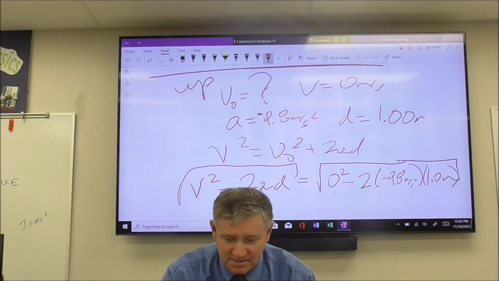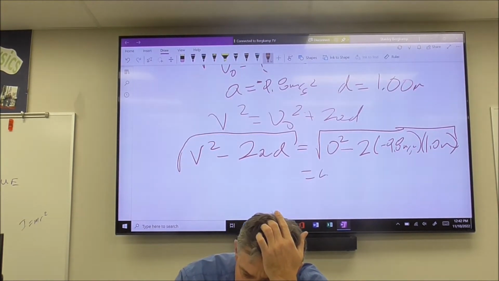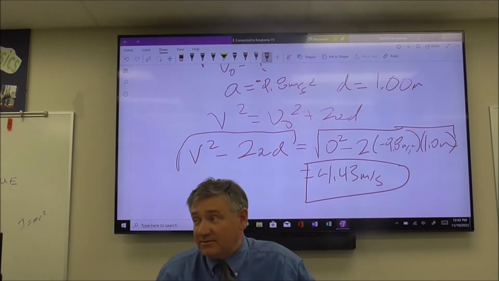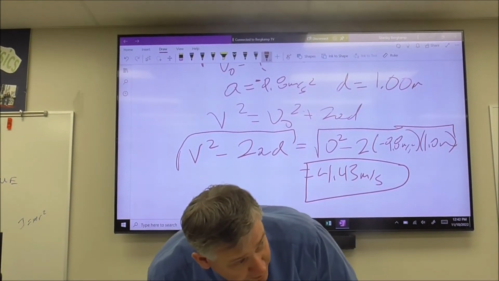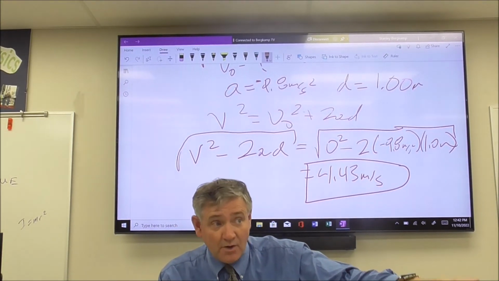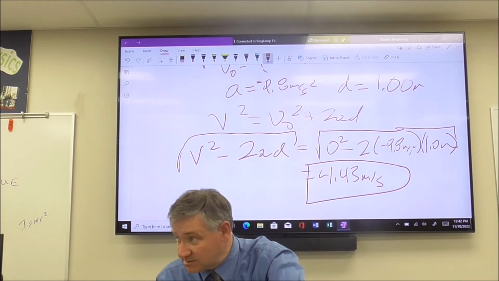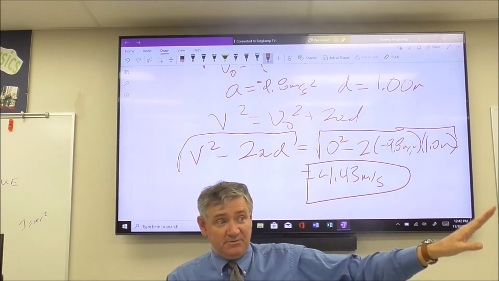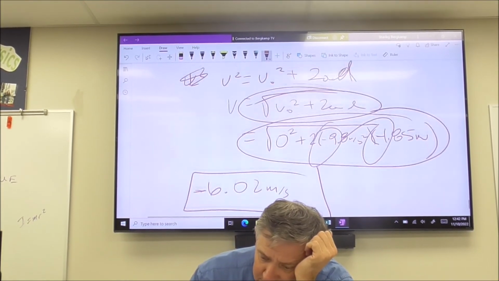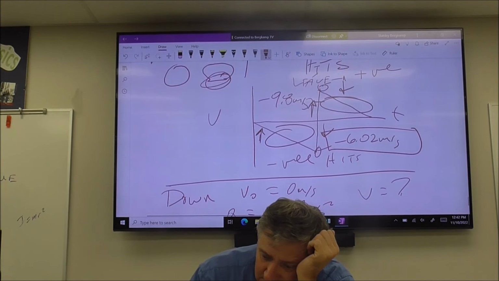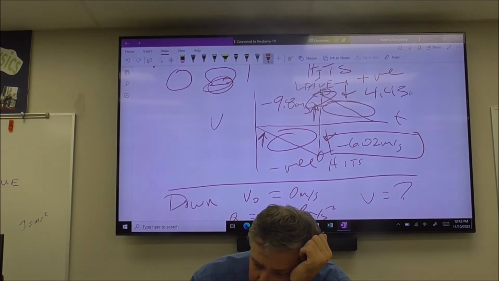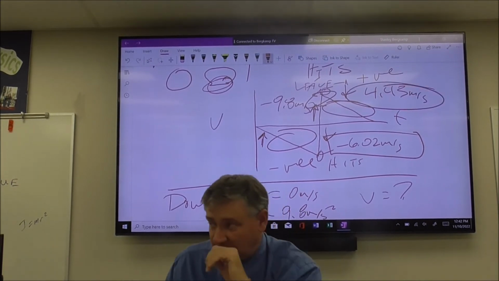Now, what do you get out of this? 4.43 meters per second. Positive or negative? Positive. Now, does that match with what we predicted? Yes, because we said it should be a positive value, but less than 6.02, and that's what we got. So it's cool at this point. Now it's going to leave at 4.43 meters per second.